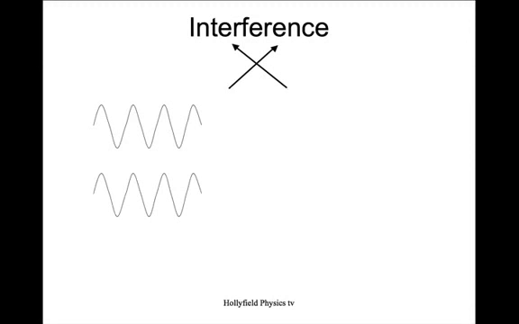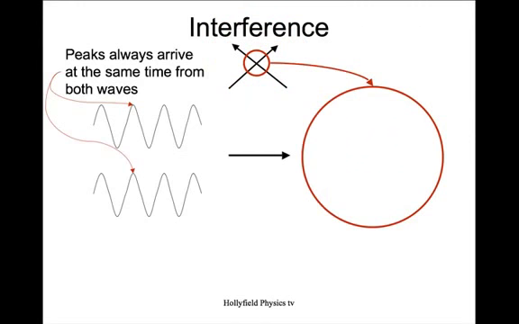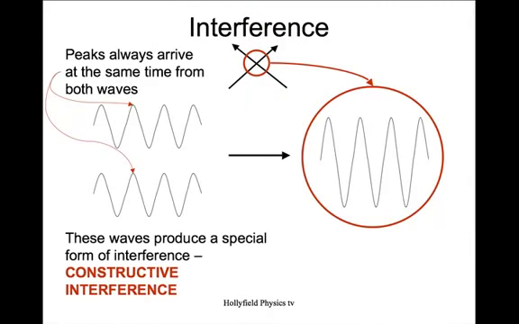This time we've got two waves, both with exactly the same amplitude, both with exactly the same frequency, and they're crossing each other completely in phase. So we're always getting peaks from each wave arriving at that crossing point at the same time, and similarly troughs from each wave arriving at the same time, and we'll end up with a bigger wave. This is a special type of interference and we call it constructive interference. So what's needed for constructive interference is that we've got the same frequency, the same amplitude, and that both waves are in phase.